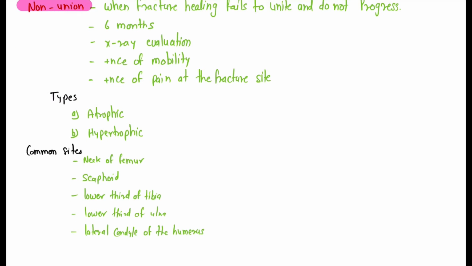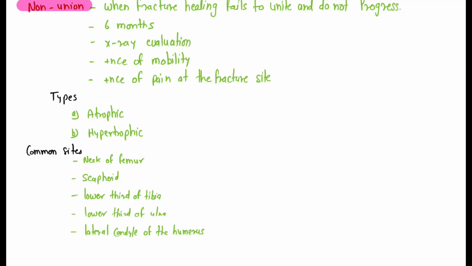These can be related to the patient, the fracture, or the treatment, which we can read from the book. After that we have types of non-union. In types we have atrophic and hypertrophic. In atrophic, there is minimal or no attempt at callus formation, meaning no callus formation is occurring. Then we call it atrophic.